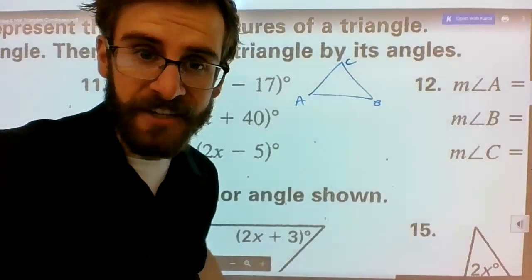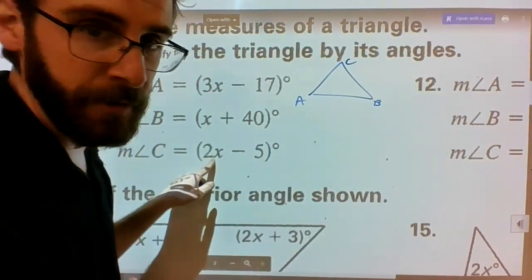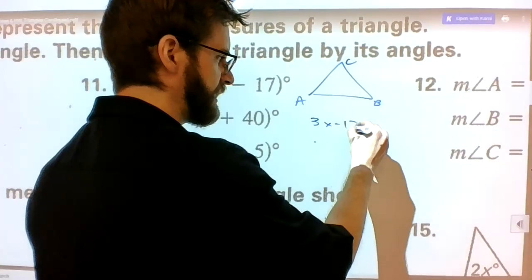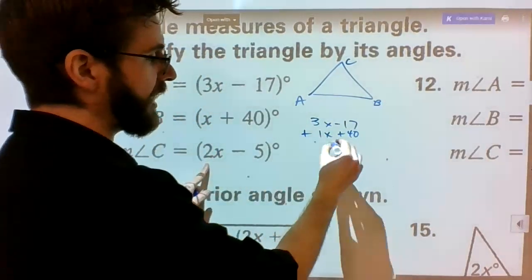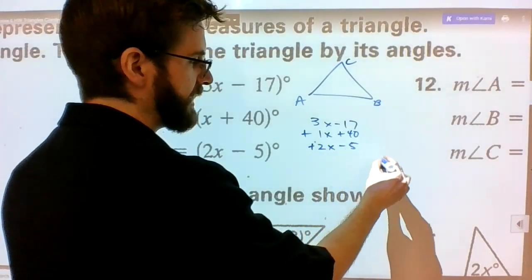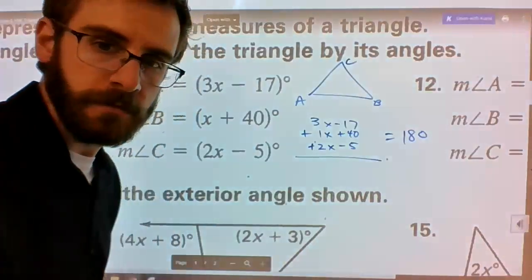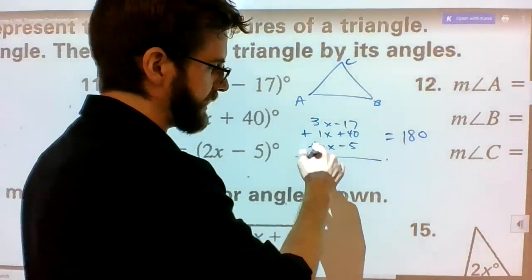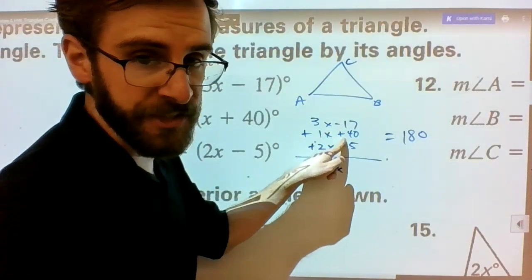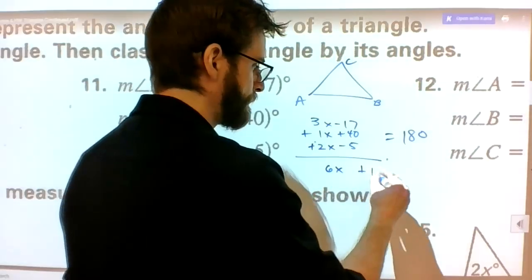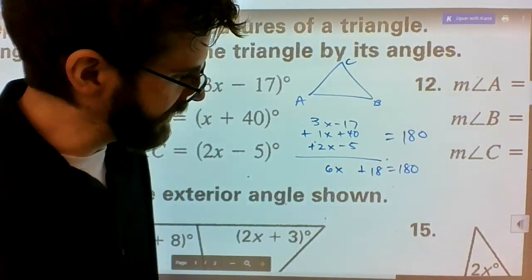So all 3 of them have to add up to 180, so you can find the variable x very easily by just saying, take 3x minus 17, add it to 1x plus 40, add that to 2x minus 5, okay? And that should all come out to be equal to 180. So the variable expression is going to be 6x. You take negative 17 plus 40, that's positive 23, minus 5, positive 18. And then you've got a pretty standard 2-step equation to solve after that.